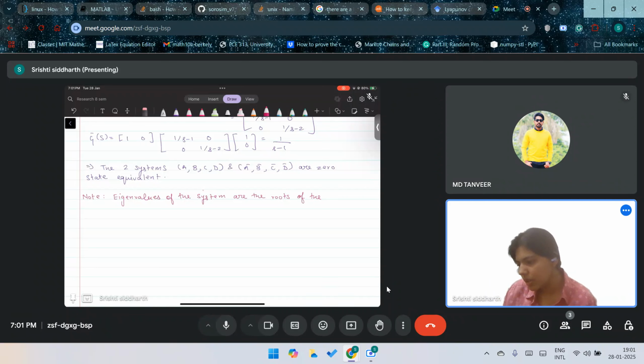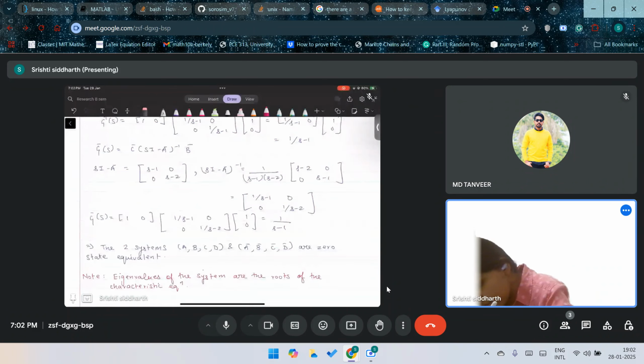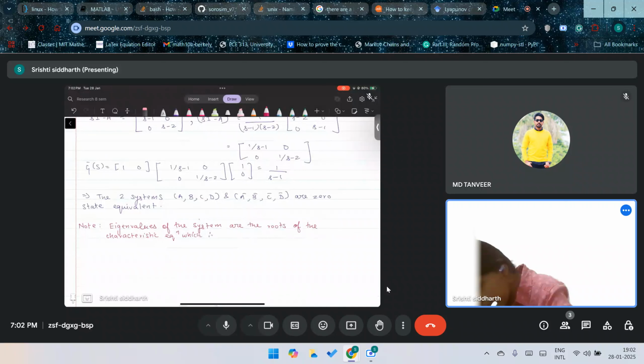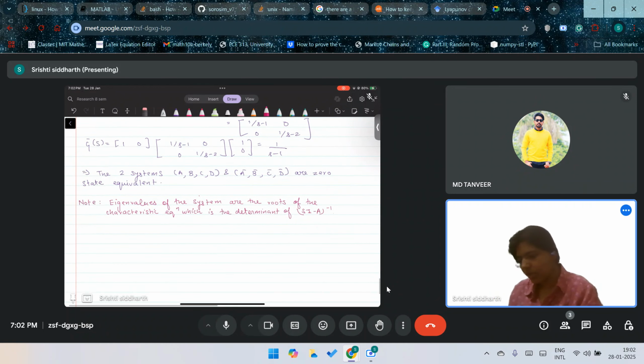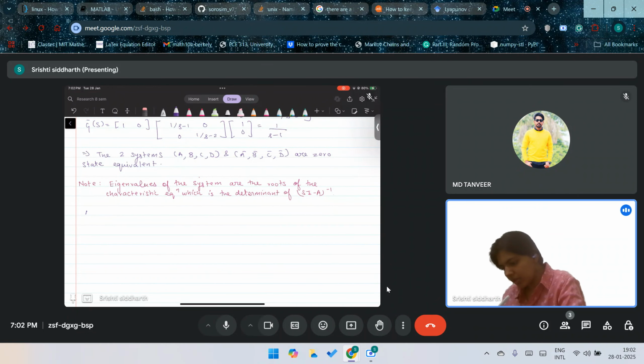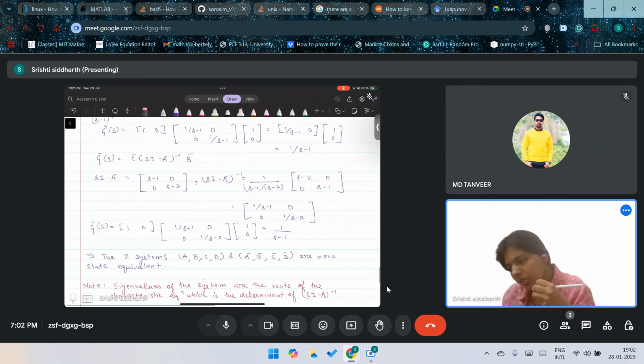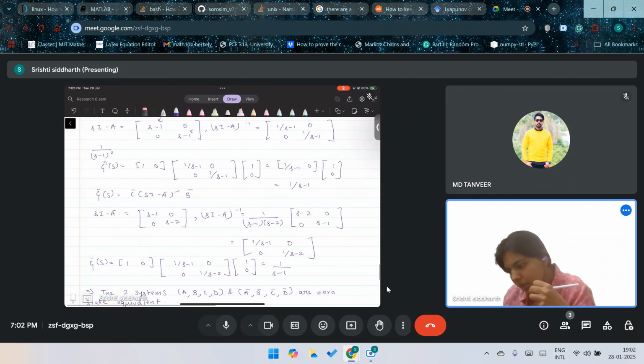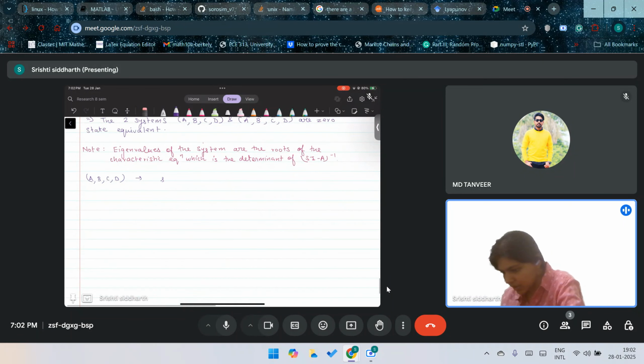So this is actually the determinant of the resolvent matrix, the determinant of sI minus A inverse. Okay, so we already have these for the two cases. For the system A, B, C, D, we have, let's scroll up, okay, s minus 1 squared.